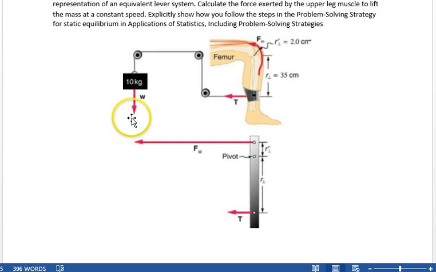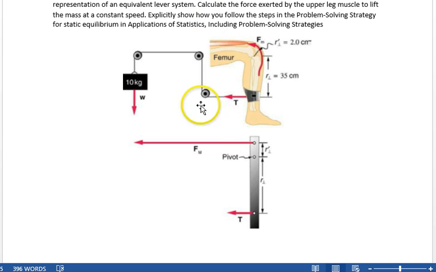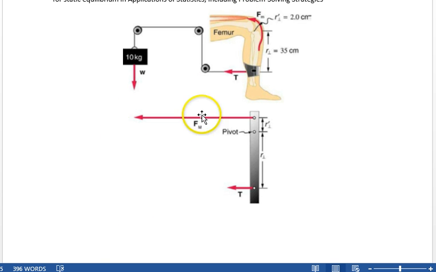Now, the problem also says, look at the steps and applications of statics, including problem-solving strategies. Well, step one is, is this a static situation? The answer is, when you're doing this at constant velocity, you are in dynamic equilibrium, but you're in equilibrium, so the sum of the forces and the sum of the torques still adds up to zero. Step two is, let's draw a diagram, which they've done for us, so step two is done. And step three is apply the mathematics or the physics of the sum of the torques is zero and the sum of the forces is zero and all of that.